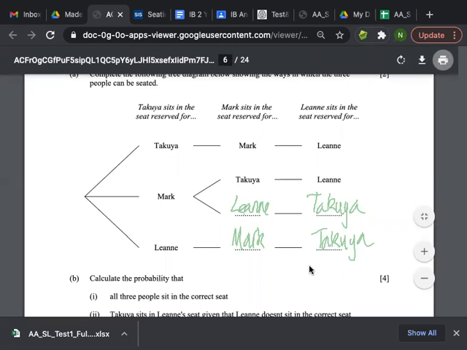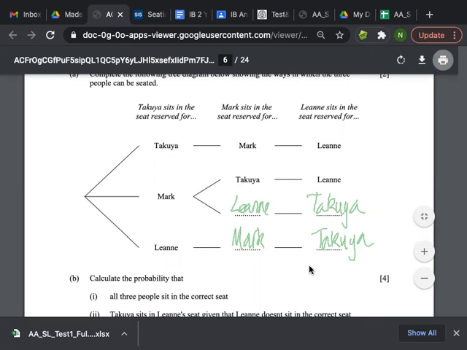Why do you think it's 1/3? Because after Takuya sits in her own seat, then Mark is gonna sit in his seat, 100% probability, and then Leanne has to sit in her own seat as well. So 1/3 is the only thing that's relevant. What do you think, Rohan? Wouldn't it be 1/6, because Mark's going to have 2 seats to sit, so it could be 1/3? No, because Mark has- I think it's 1/4. No, you're wrong.